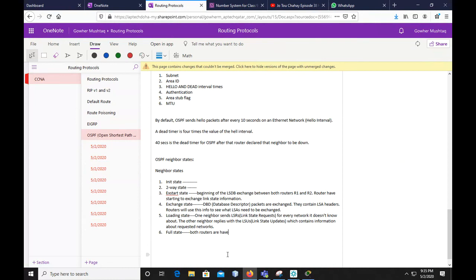are having the synchronized database, and are fully adjacent with each other. Adjacent means they have the same routing topology.